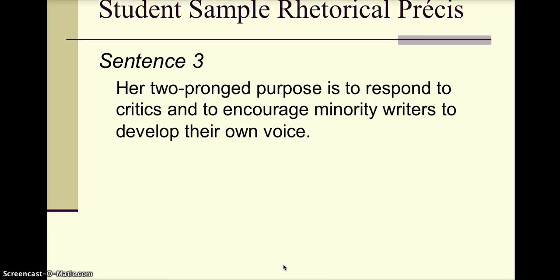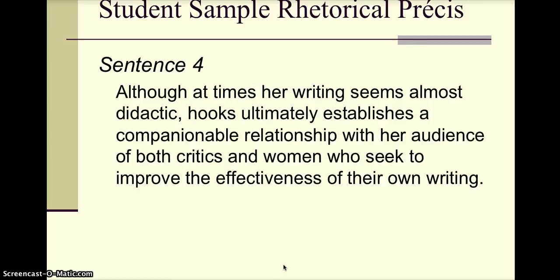And the third sentence: her two-pronged purpose is to respond to critics and to encourage minority writers to develop their own voice. That's saying why it's basically important. And of course, the fourth sentence: although at times her writing seems almost didactic, hooks ultimately establishes a companionable relationship with her audience of both critics and women who seek to improve the effectiveness of their own writing. And this, of course, speaks to the audience.